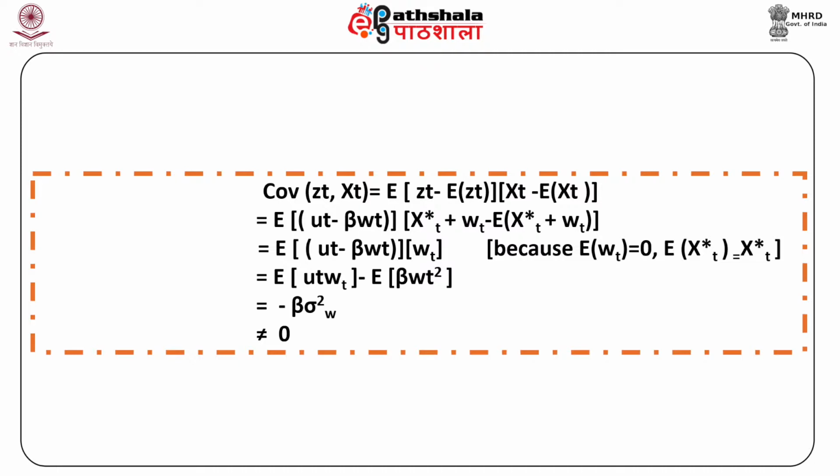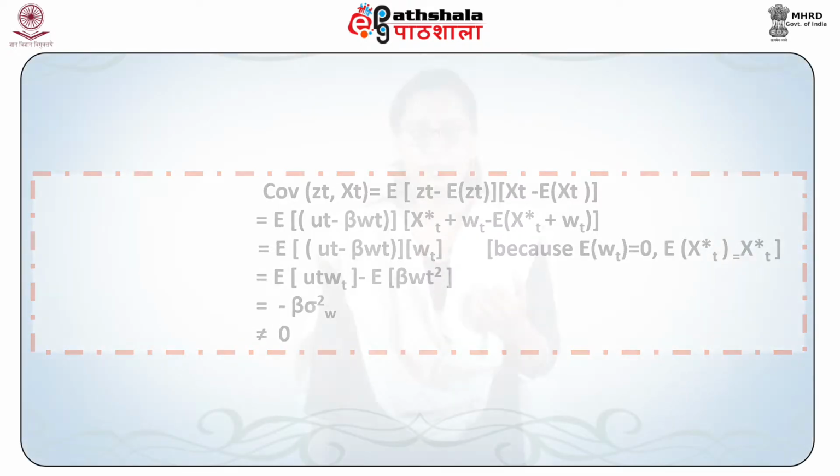This is equal to the expectation of [mu t minus beta wt] into wt, because the expectation of wt is equal to 0 and the expectation of xt star is equal to xt star. This is equal to the expectation of mu t wt minus the expectation of beta wt square, which is equal to minus beta sigma square w, and this is not equal to 0.